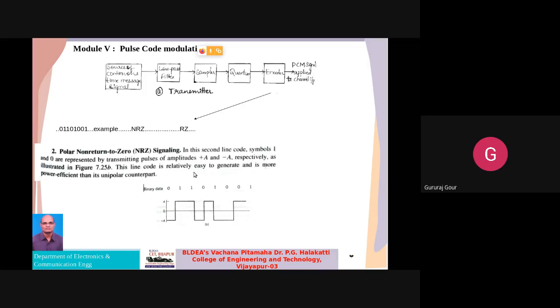So that's why you can see this line code is relatively easy to generate and is more power efficient than its unipolar counterpart. So this is also important. Whenever you get a question, explain about different line codes. Don't simply explain about their techniques. Also, we can try to compare successively with the previous one, how they are power efficient, how they have more advantages, or having the limitations compared to the other techniques.